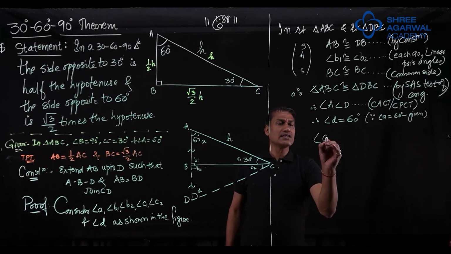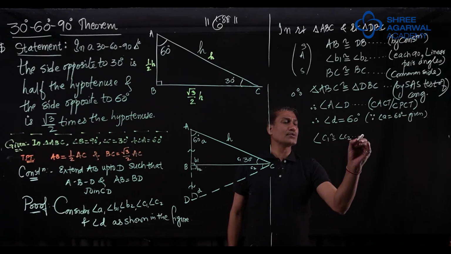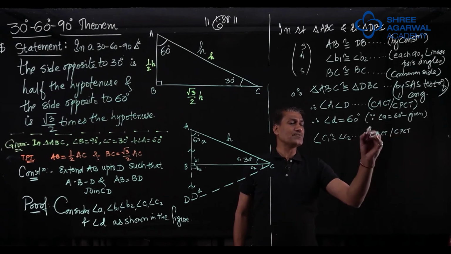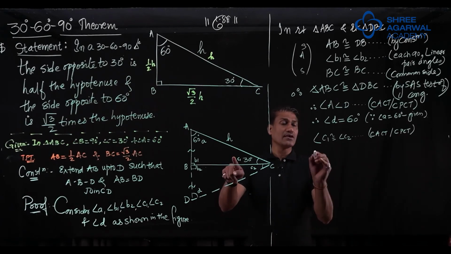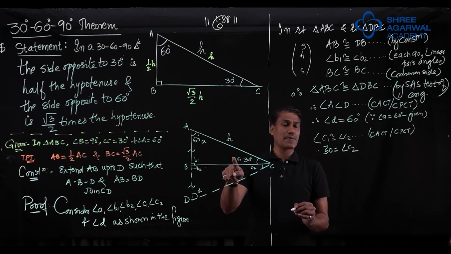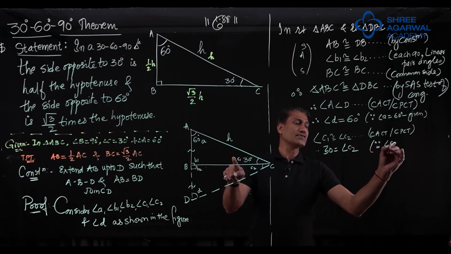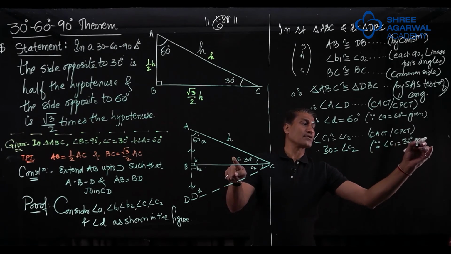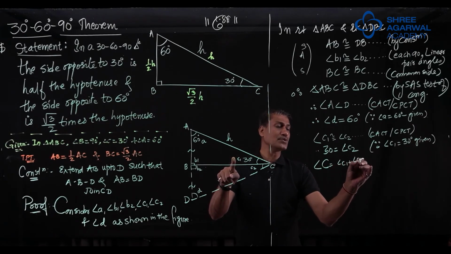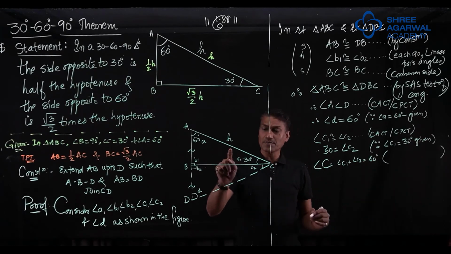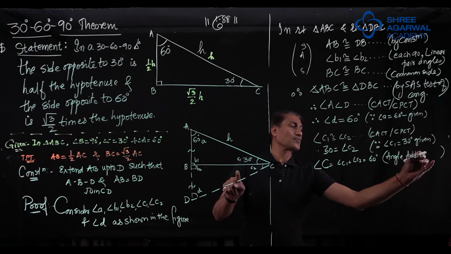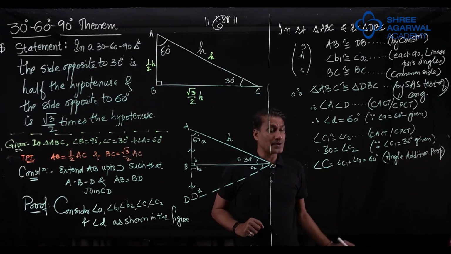Okay. Angle C1 congruent to angle C2, corresponding angles of congruent triangles. In CBSE, they say CPCT. But how much is angle C1? 30 degrees. So angle C2 is equal to 30 degrees, since angle C1 is equal to 30 degrees given. Therefore, angle capital C, which is C1 plus C2, is equal to 60 degrees, 30 plus 30, angle addition property.